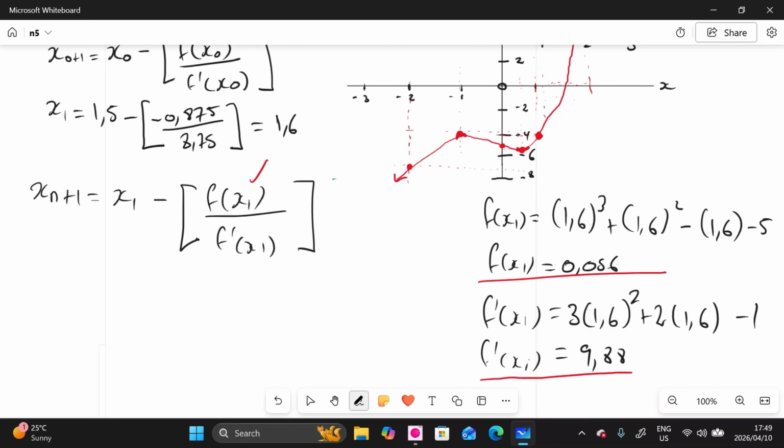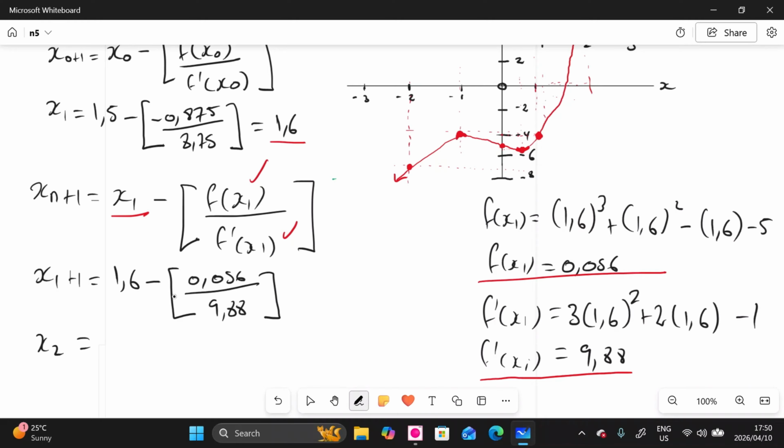There we go. Now we have our f of x1 there and our f of x1 prime there, which you're going to substitute there. And we know that x1 is equaling to 1,6. So let's substitute. Now if we substitute here, we have x n plus 1, there we go, is equaling to x1. Remember, x1 is 1,6 minus, open bracket, f of x1, which is 0,056, divided by f of x1 prime, which is 9,88. And then we close the bracket. And then when we continue here, x1 plus 1, that is going to be x2 there.